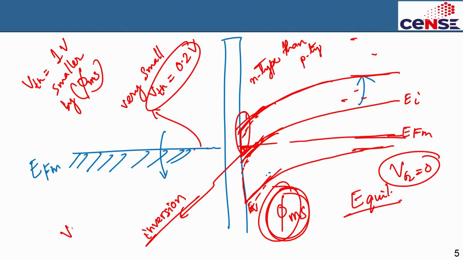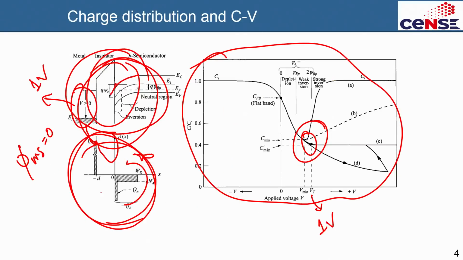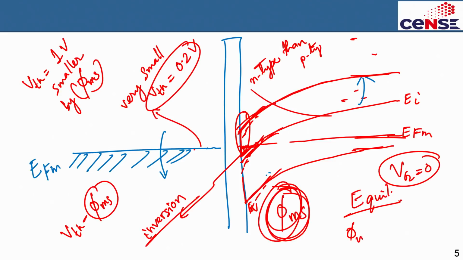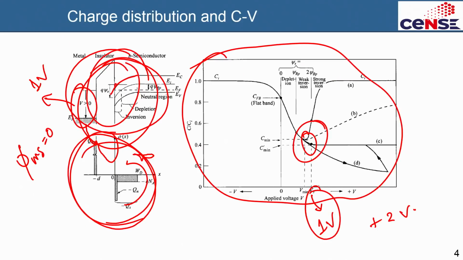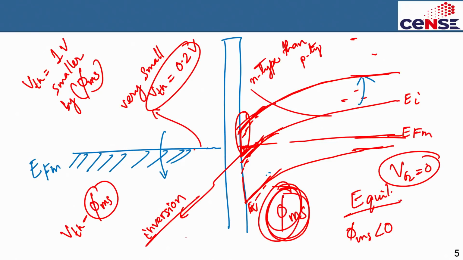So your threshold voltage will now become smaller by phi ms, and if this was negative, which means if the bands are bending up, then this will be negative, negative, positive, which means instead of 1 volt, maybe you have to apply plus 2 volt, a higher voltage, if your phi ms was negative. And if your phi ms is positive, you have to apply a very small voltage. So essentially your threshold voltage will have shifted by Vth minus phi ms.